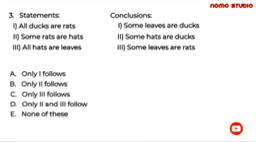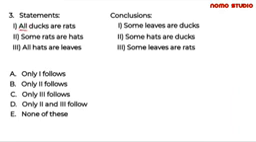Are you still there? Here's our last example. A. Only 1 follows. B. Only 2 follows. C. Only 3 follows. D. Only 2 and 3 follow. E. None of the conclusions follow. Pause the video and try to answer this problem.